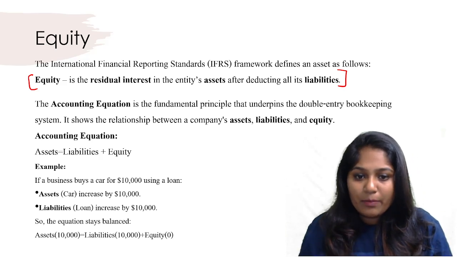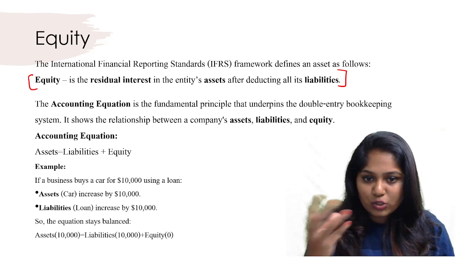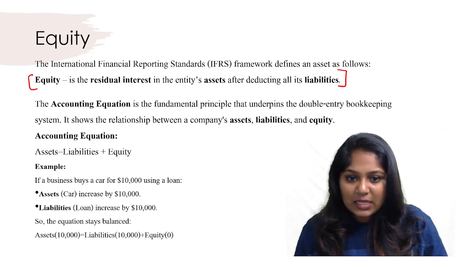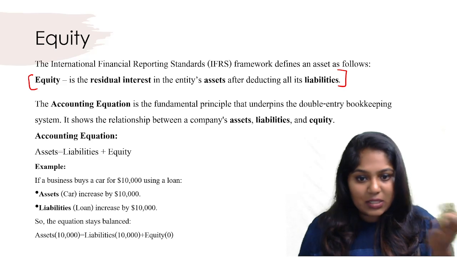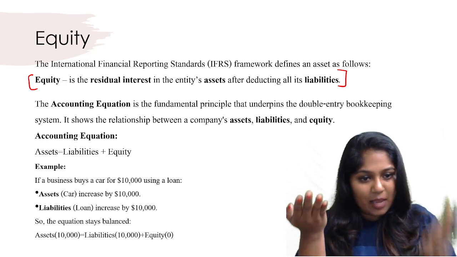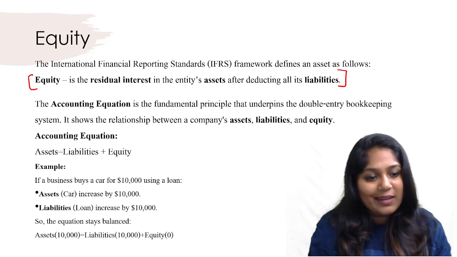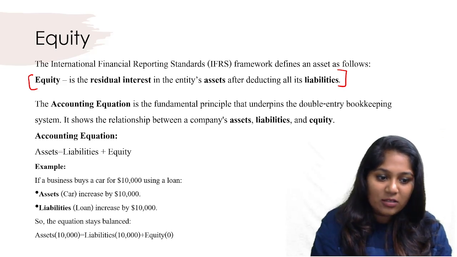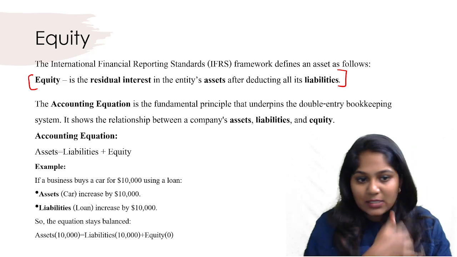For example, if a business buys a car for $10,000 using a loan, the asset will increase by 10,000, and the liability will also increase by 10,000. Correct? Yeah. So the equation stays balanced. It will increase the asset and simultaneously increase the liability. That brings us to equity, the third element of financial statements.